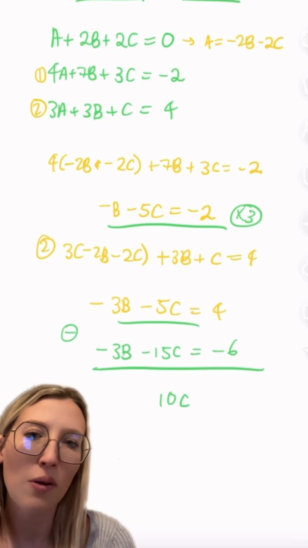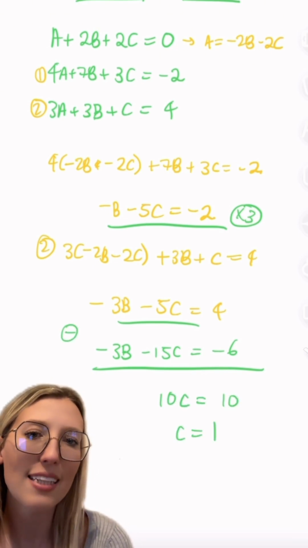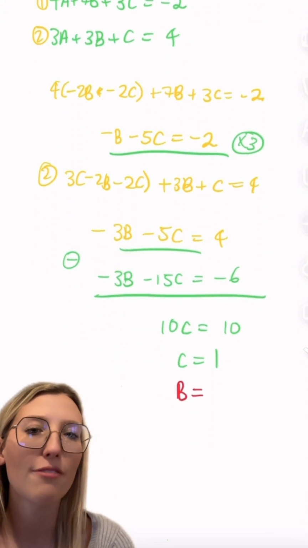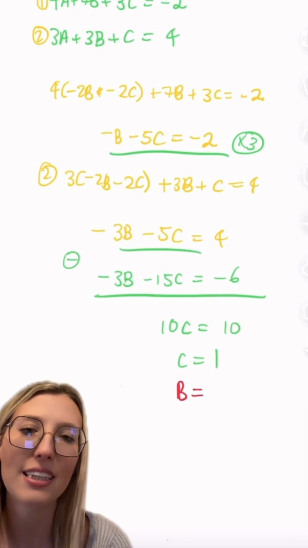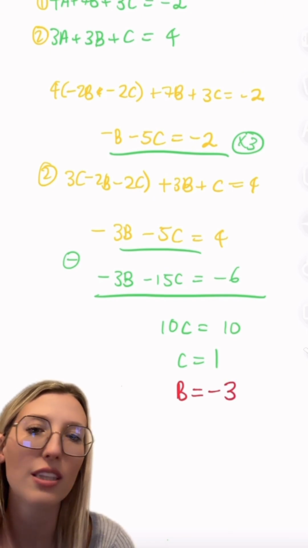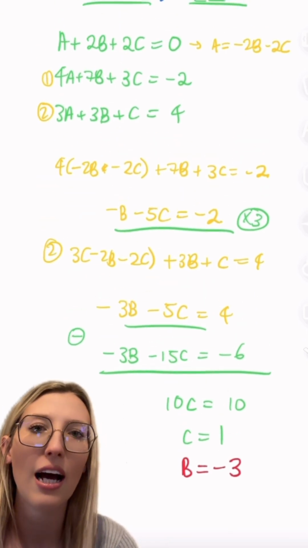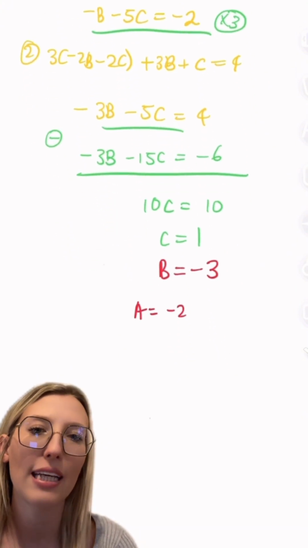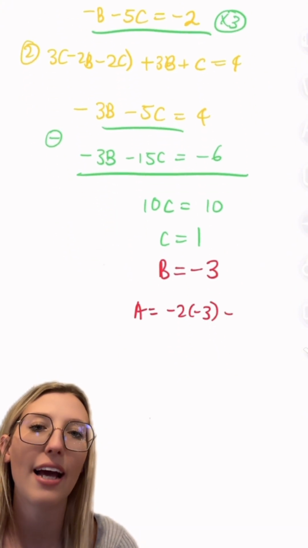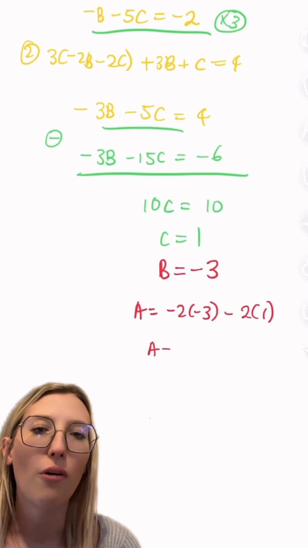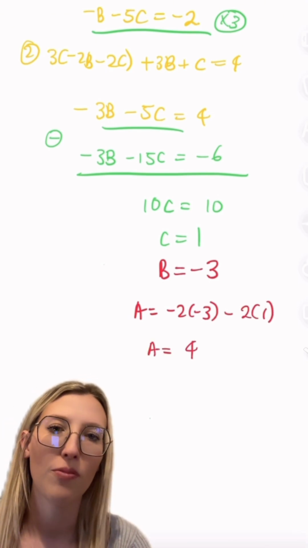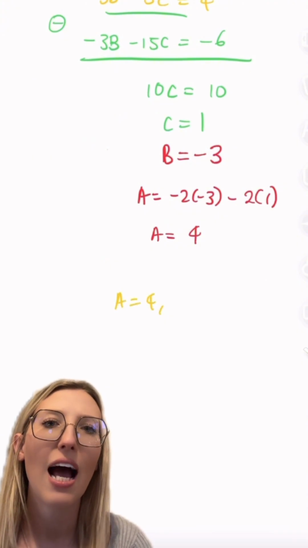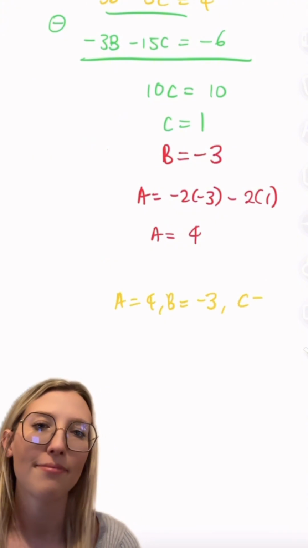So subtracting these, we're going to be eliminating our B. We'll be left with 10C equals 10, which means that C has to have a value of 1. We can then use this to find the value of B by plugging the C value back into one of the equations we've got to get a B value of minus 3. And then finally, we know A equals minus 2B minus 2C. So we're going to be left here with an A value equal to 4. So the numbers that we need are A equals 4, B equals minus 3, and C equals 1.